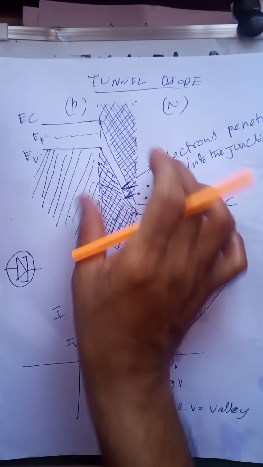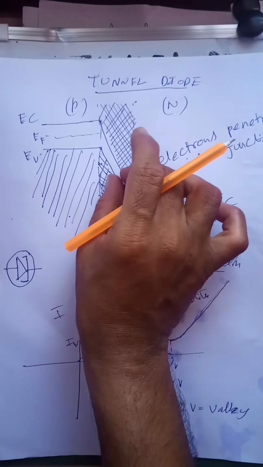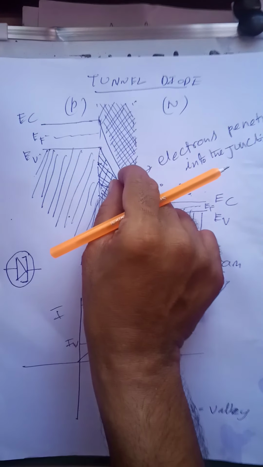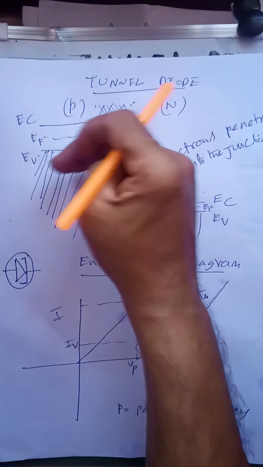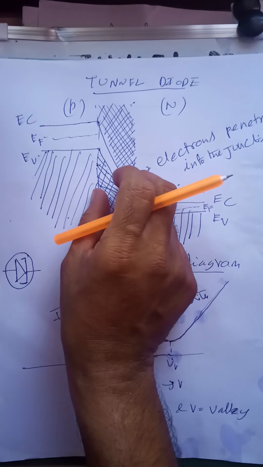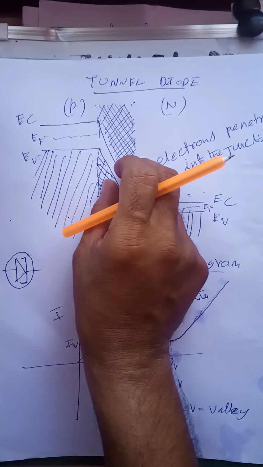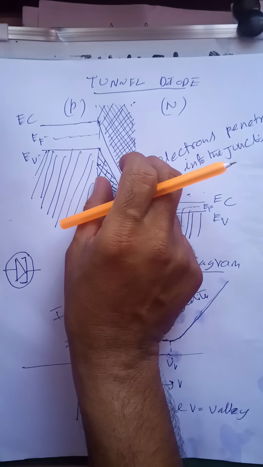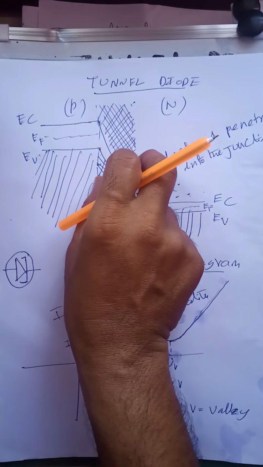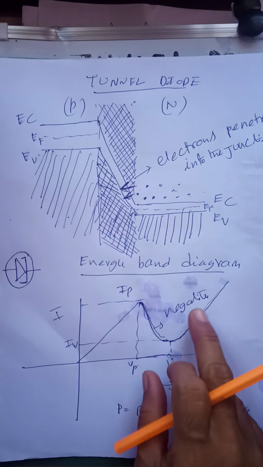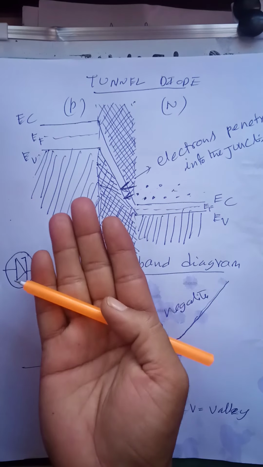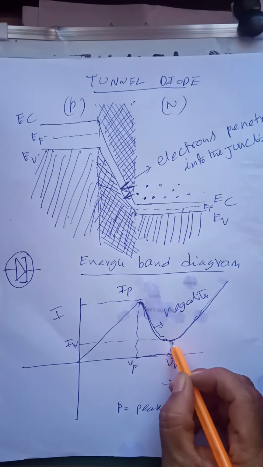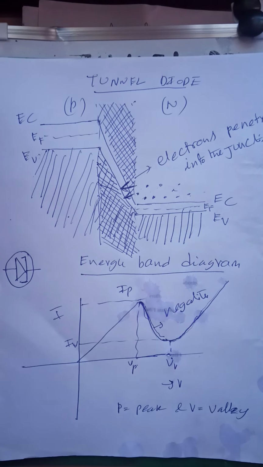Initially the depletion width is very narrow, so by giving the voltage, electrons penetrate and neutralization takes place. Because of that, the depletion width becomes wider. Once it is wider, it seems to be an ordinary diode case. From there onwards it just acts as an ordinary diode, so the current increases exponentially. So this is the tunnel diode explanation.